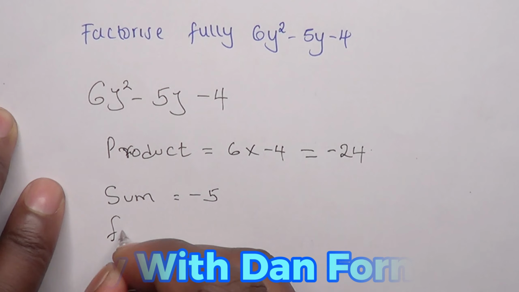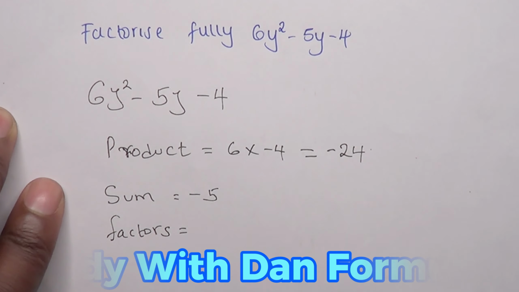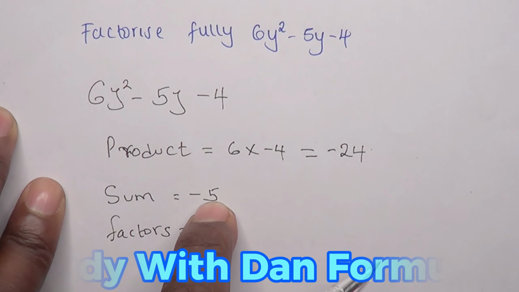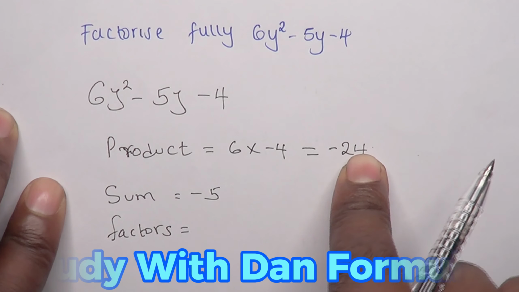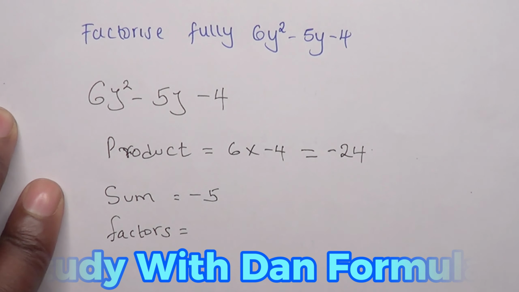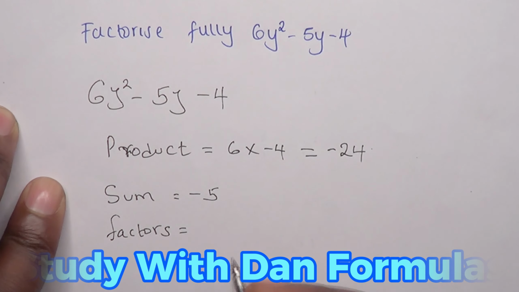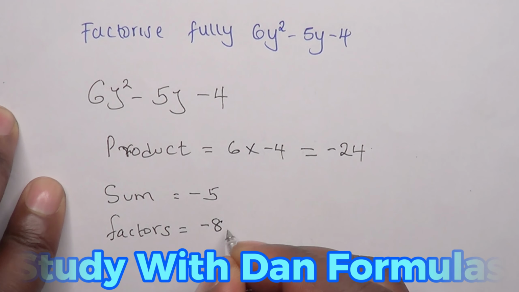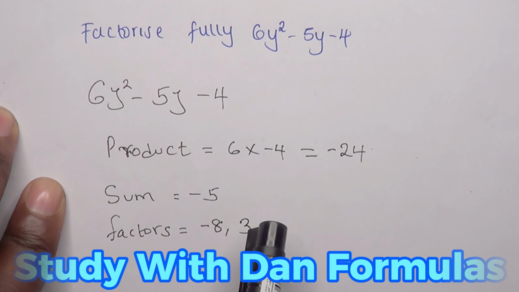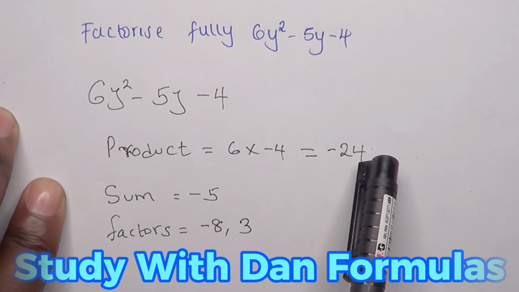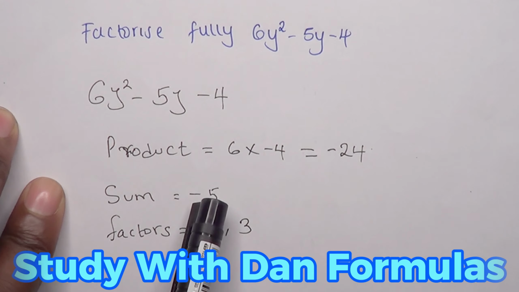Now we need to look at the factors. Factors mean two numbers that, when we add, give us negative 5, but when we multiply, give us negative 24. Okay, so those two factors, when we add, give us negative 5, and when we multiply, give us negative 24. It is negative 8 and 3. When we multiply negative 8 times 3, it gives us negative 24. When we add negative 8 plus 3, it gives us negative 5.